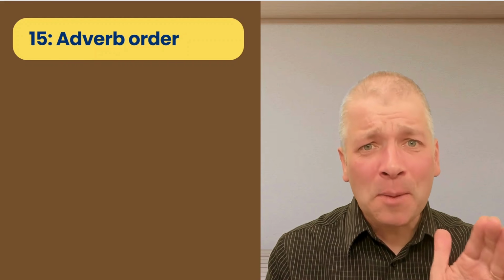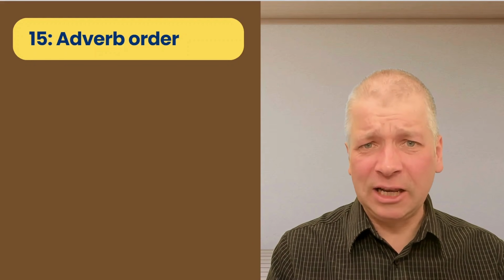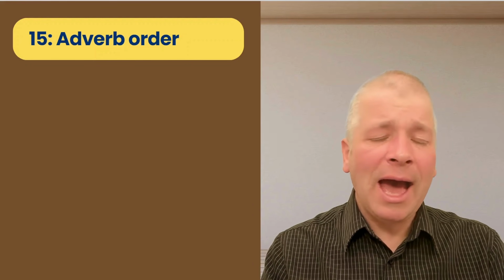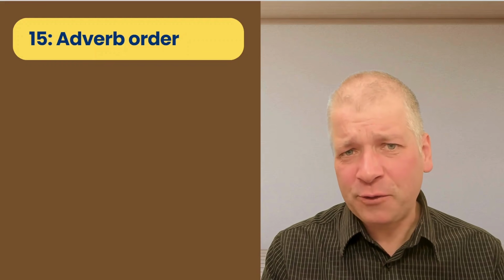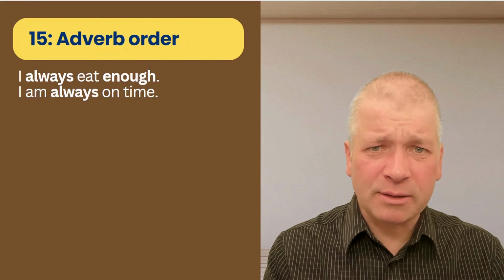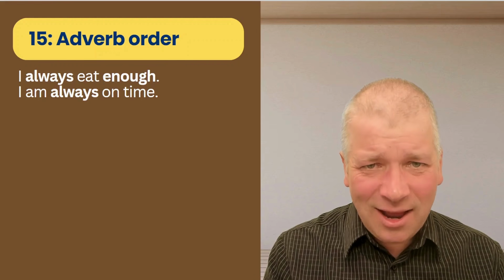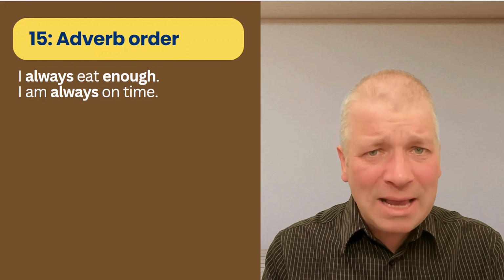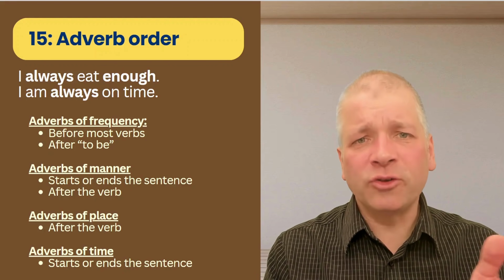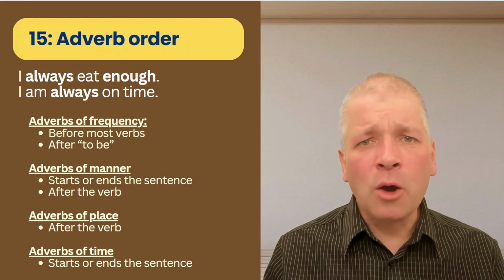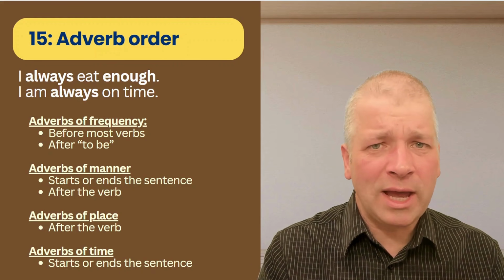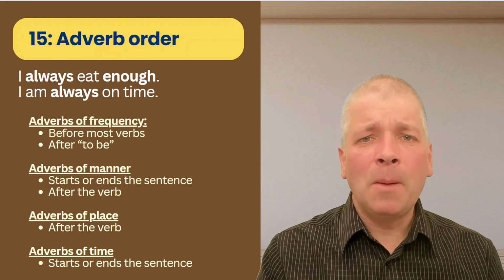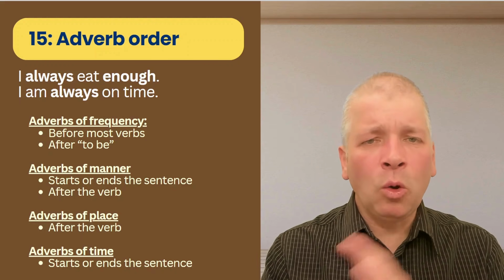15 is adverb order. To speak advanced English, you need to know where adverbs can go in a sentence, and often this has to do with the type of adverb you're using. For instance, I always eat enough, I am always on time. This is one of the more basic adverb word order features, where we know that an adverb of frequency, such as always, goes before most verbs. For example, I always eat, but after the verb to be, I am always.